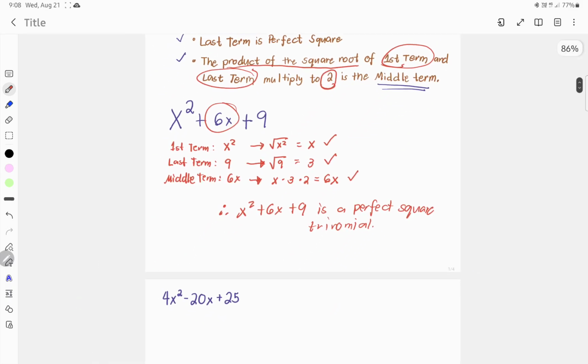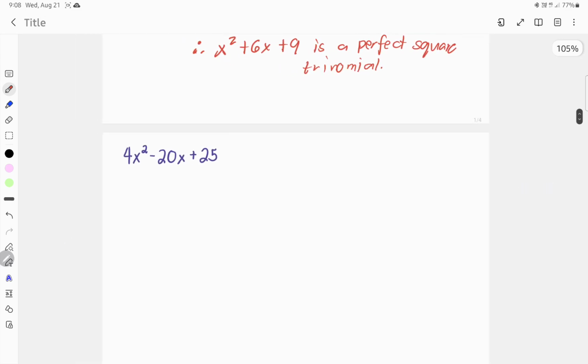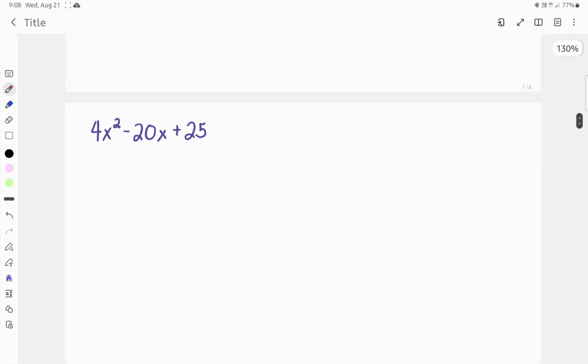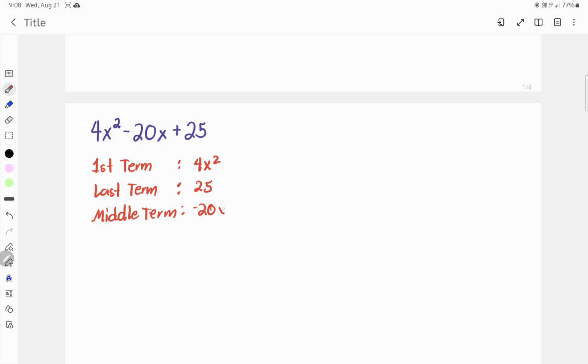Okay, let's have another example. So here, other example, we have this: 4x squared minus 20x plus 25. Again, let's look at our analysis. So this is only happening in your brain. So we get the first term, last term, then the middle term. So let's have some analysis of this one. So we have 4x squared. We have 25 and then negative 20x.